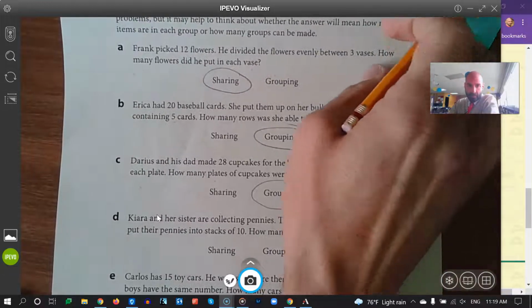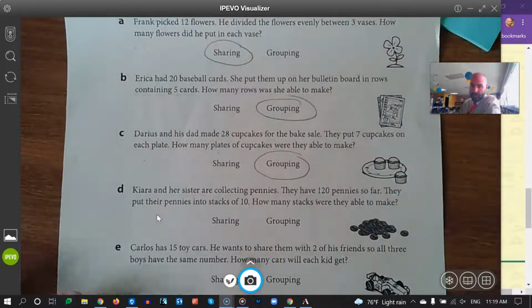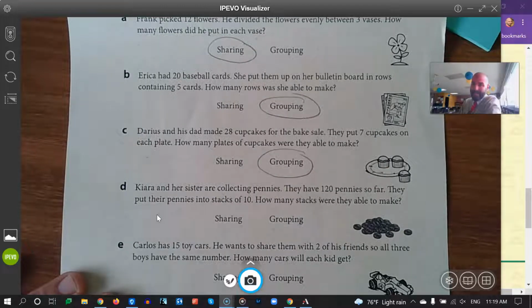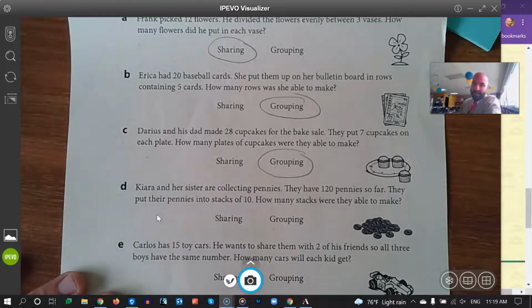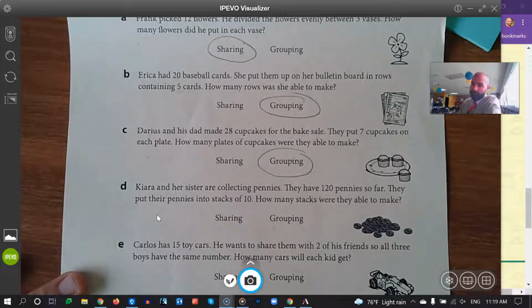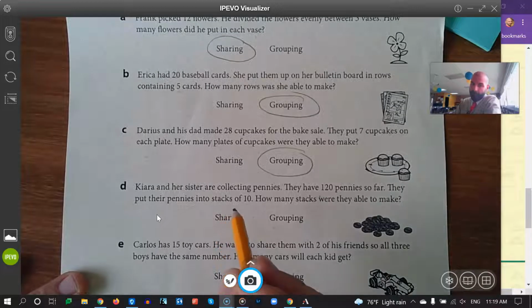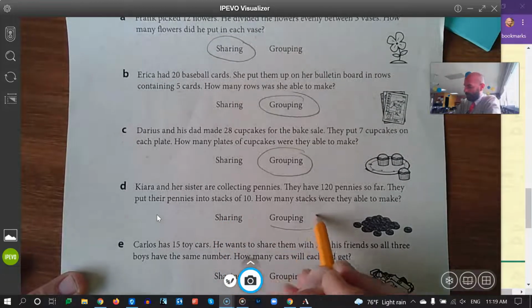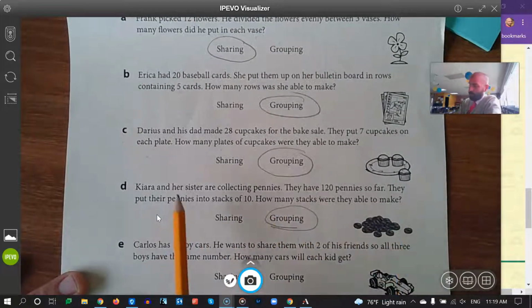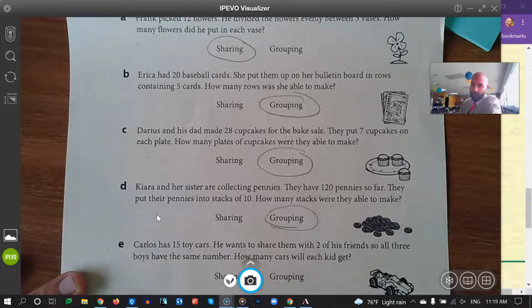Kiara and her sister are collecting pennies. They have 120 pennies so far. They put their pennies into stacks of 10. How many stacks were they able to make? Is this sharing or grouping? Pause and think and do the work. Nope, it's grouping. So again, they're telling us we have groups of 10. How many groups can we have?